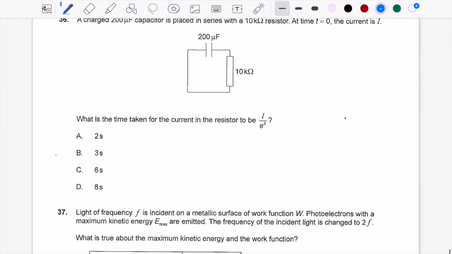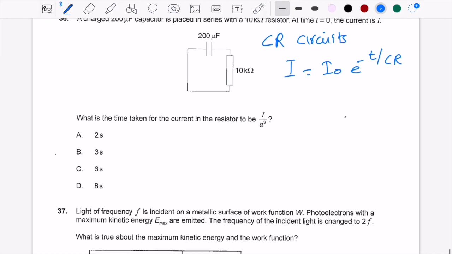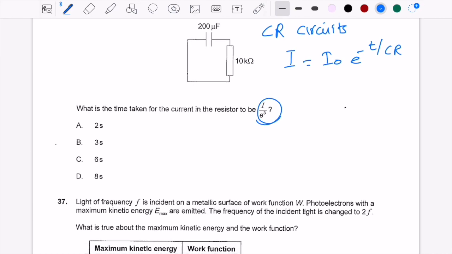Question 36 is about CR circuits. They follow an equation: I equals I naught e to the power of minus t over CR. C is the capacitance, R is the resistance, t is time. So they ask how much time it takes for current to fall to I over e to the power of 3, right? So now the current is I over e to the power of 3. Starting current is also taken as I.